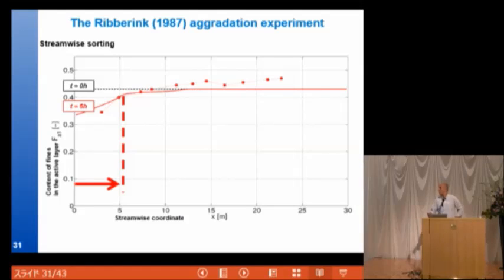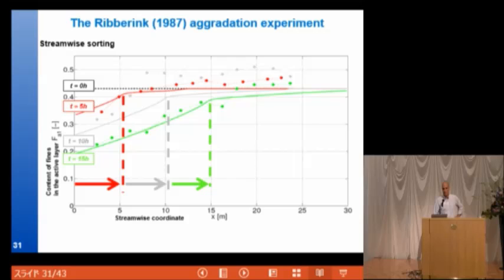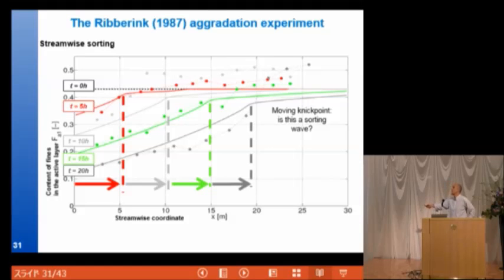Then, if you look at the numerical results and also the experiments, you can see that there is a nick point here, and this nick point is where the content of fines in the active layer changes. In my view, it is the place where the sorting waves arrive, so the coarsening arrived there. So I can interpret this as a sorting wave, which changes the content of fines, the grain size distribution inside the active layer.